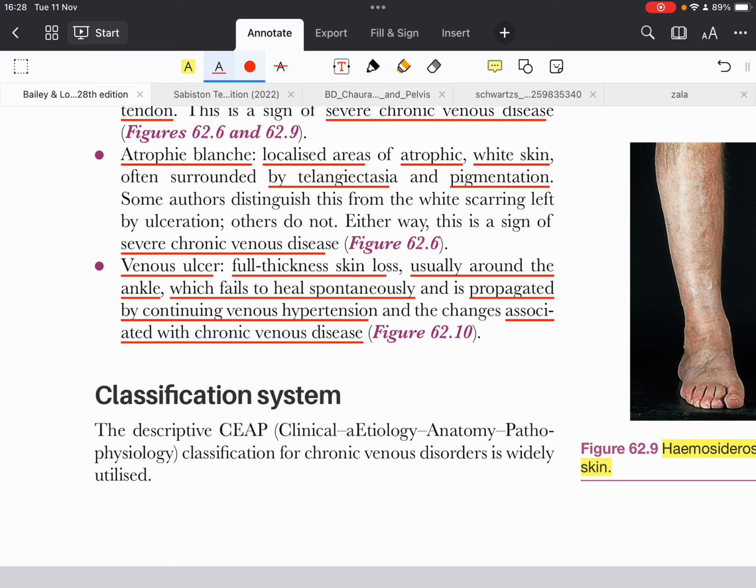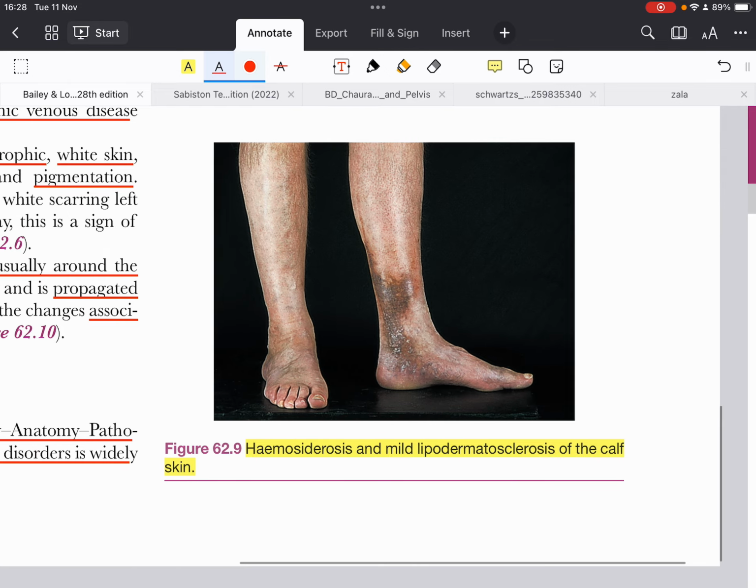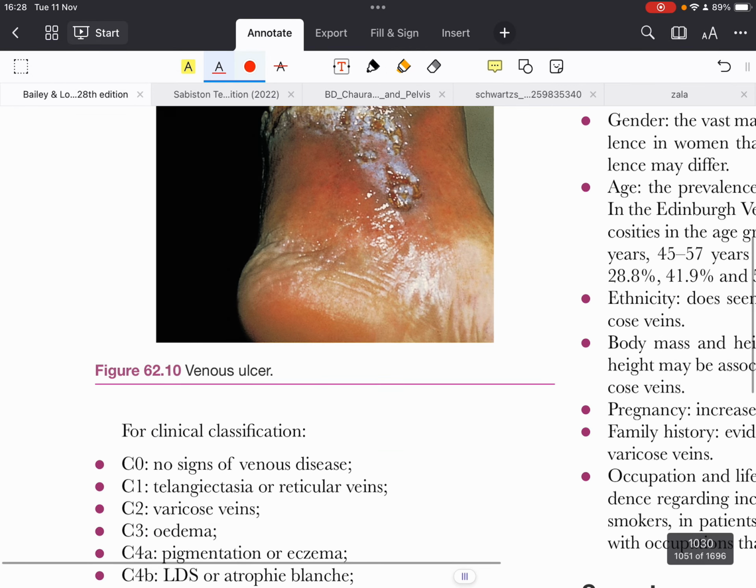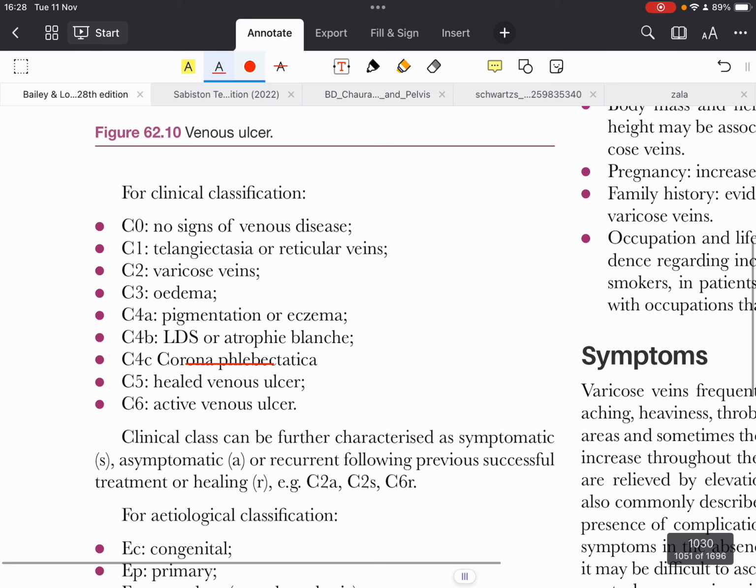Classification system, that is the CEAP classification: clinical, etiological, anatomy and pathophysiology. This classification for chronic venous disorders is widely utilized. This is a venous ulcer.